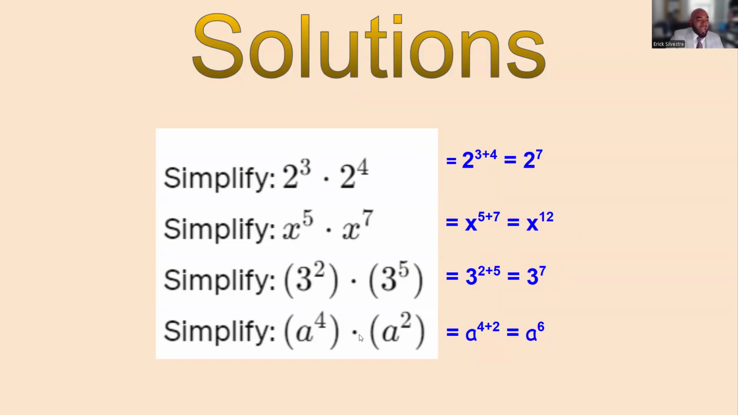And last but not least, I have a variable of a. Okay, a to the 4th power multiplied by a to the 2nd power. They're the same base. That means I have to add the exponents. So a to the 4 plus 2, which gives me a to the 6th power. All right, so that is the main idea behind the product rule. You have to have the same base and you have to add the exponents. Later on, you're going to see some more challenging problems where your exponent is not always going to be a positive number. So keep that in mind.